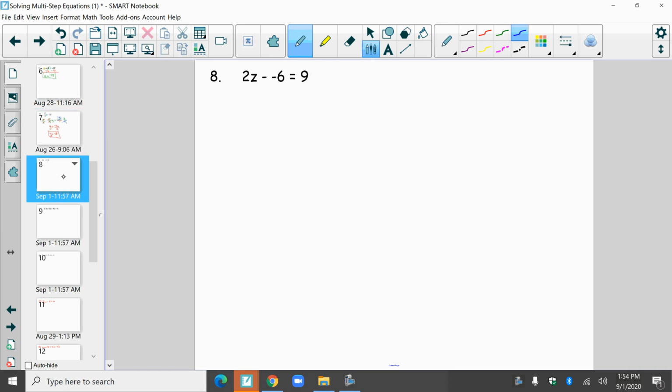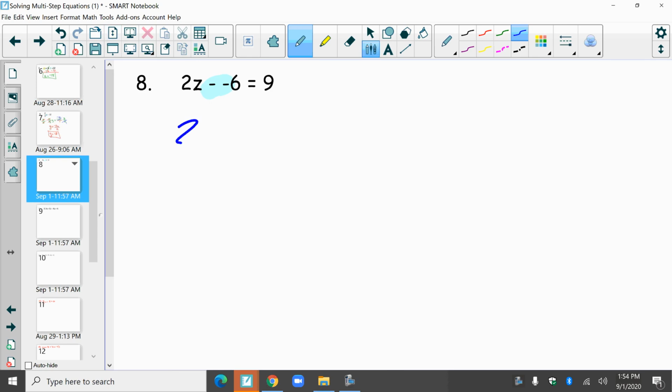Number 8, 2z minus negative 6 is equal to 9. Biggest thing I need your brain to notice right here is what a double negative is. A double negative creates a positive. So now we're solving for z.